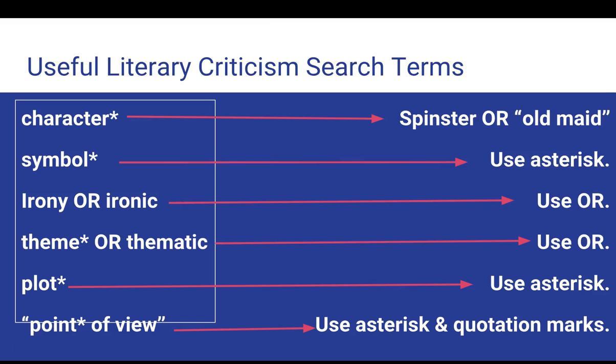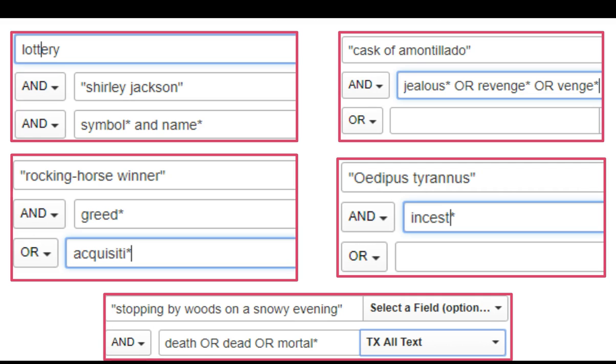Here is a list of search terms that can be used for finding literary criticism. These are various lists of elements of fiction, but these are the ones I've chosen to include. Here I've written them with advanced search tips applied, when possible, such as an asterisk and quotation marks. Here are some examples of search terms input into the search boxes. You may want to pause this frame to get a few ideas for your searching.